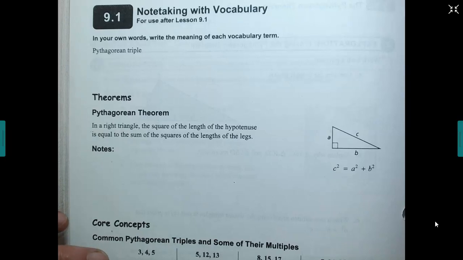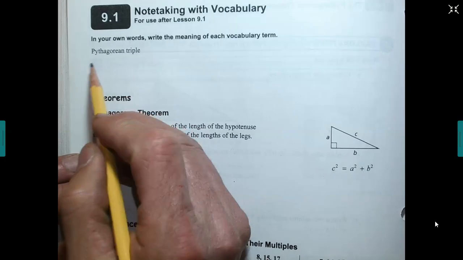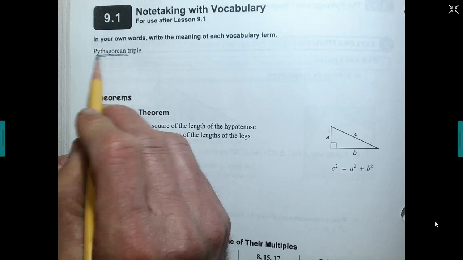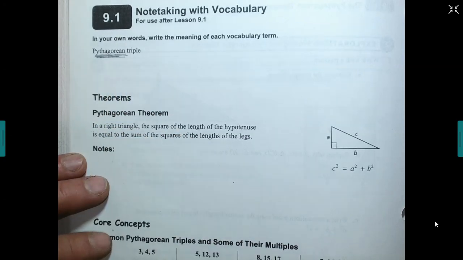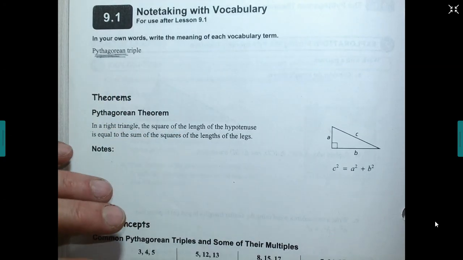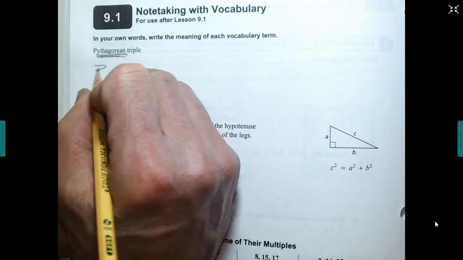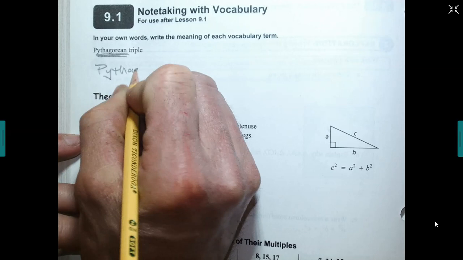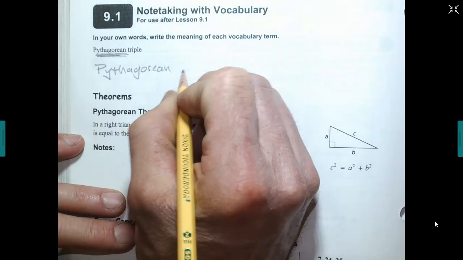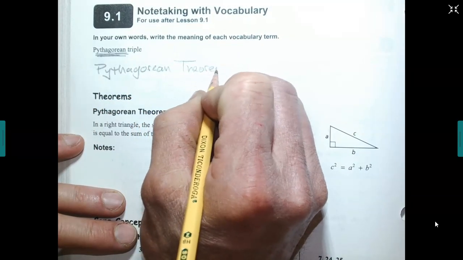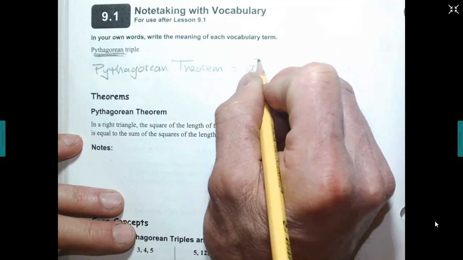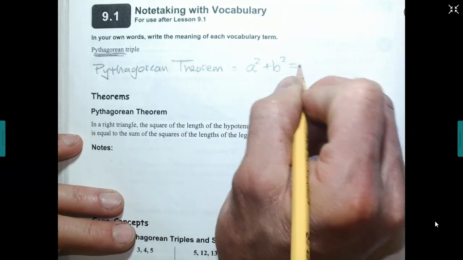Today we are going to be working with the Pythagorean Theorem. So we're on page 282. And I know you guys have all learned the Pythagorean Theorem. The Pythagorean Theorem is a squared plus b squared equals c squared.